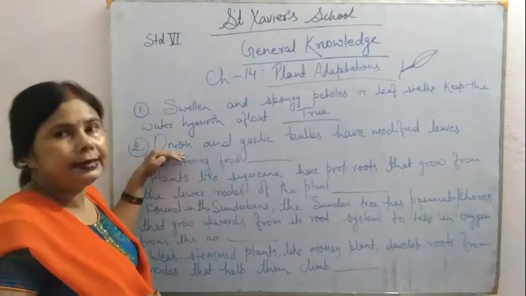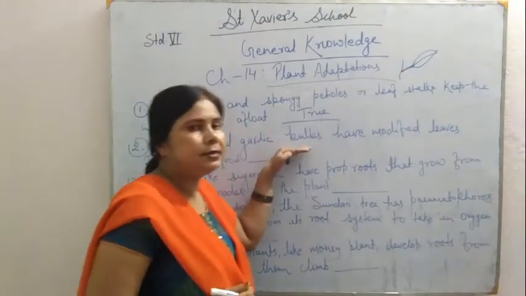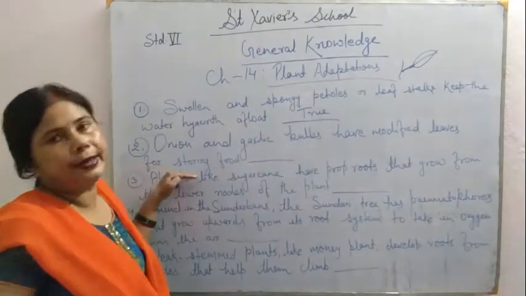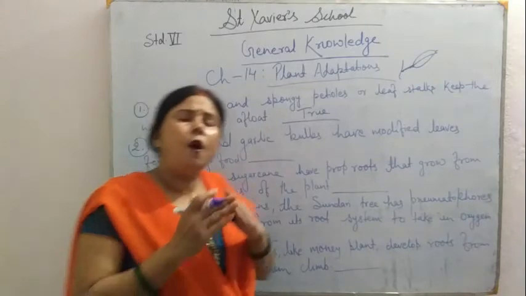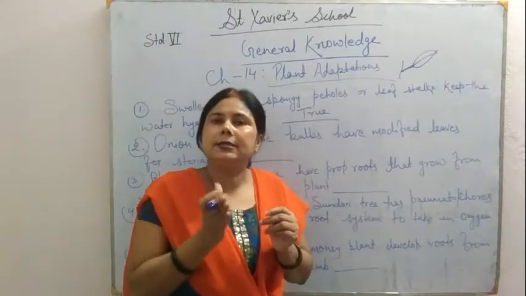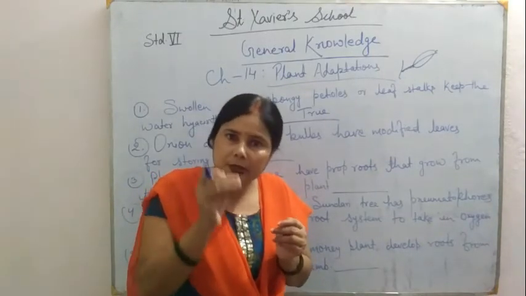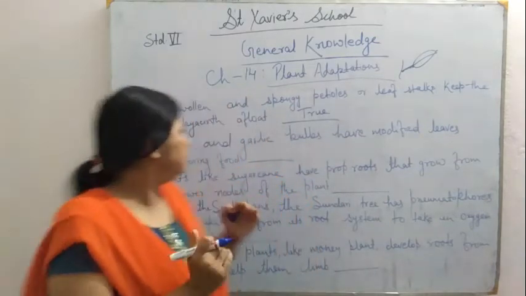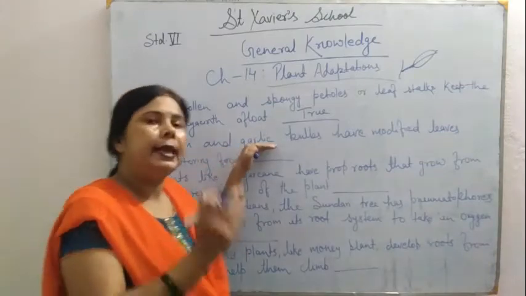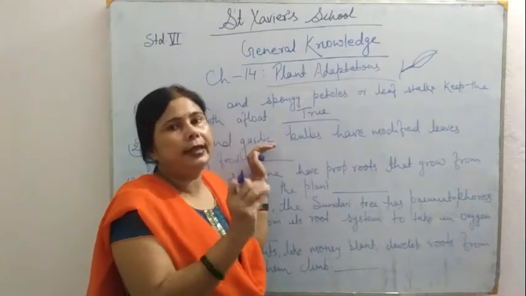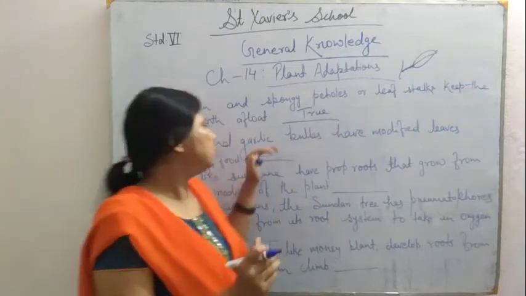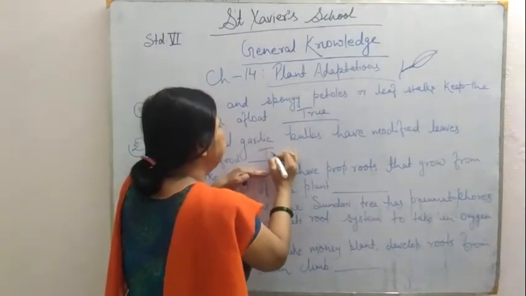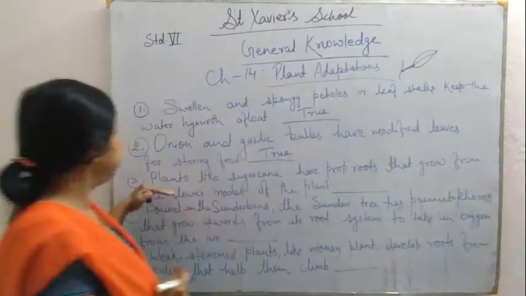Next question. Onion and garlic bulbs have modified leaves for storing food. Children, you all know plants make some extra food and that extra food is stored in some part of the plants. In the plants of onion and garlic, extra food is stored in their leaves to form bulb. So this statement is true. Next question.